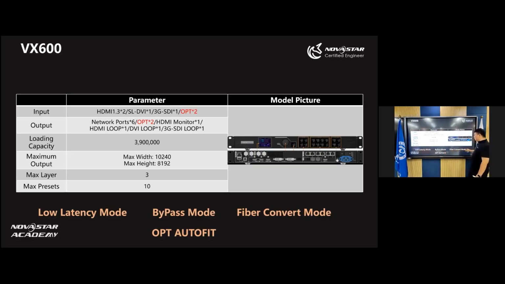And for the fiber convert mode, this can be a sending controller, at the same time it can be a fiber converter. So if we have a project in which the screen distance is far from the control room, we can use 2 pieces of the VX600. One for the control room to be the sending controller mode, another close to the screen to be the fiber converter.